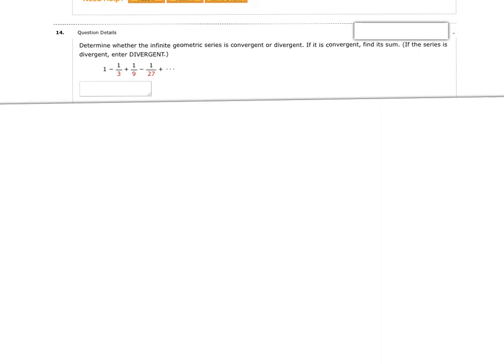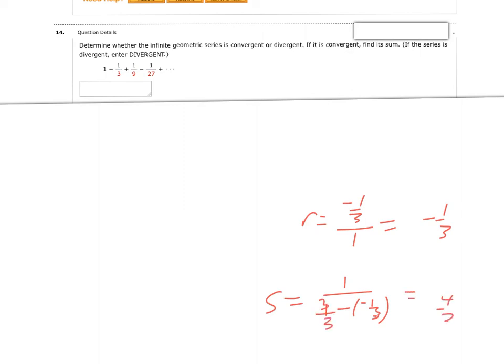All right, next up here, same idea. Once again, I would check r to see if it's between -1 and 1. If not, it's divergent. So it'll be -1/3 over 1, which is -1/3, which is certainly between -1 and 1. So we're going to say the sum equals a1 over 1 minus r. Now notice here that r is negative, so we're going to go plus here. So that's going to be 4/3 on bottom and 1 on top. So that's going to come out to 3/4.